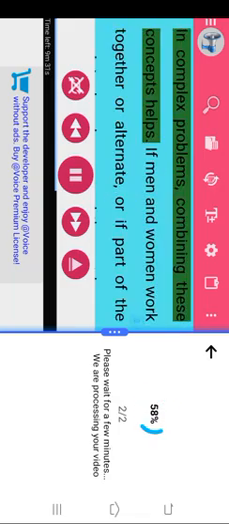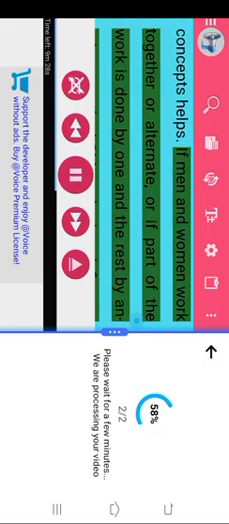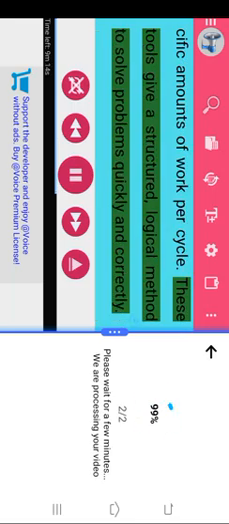In complex problems, combining these concepts helps. If men and women work together or alternate, or if part of the work is done by one and the rest by another, use the LCM method to define total work. Apply the man-day principle to convert between workers and time, and use alternate day logic to assign specific amounts of work per cycle. These tools give a structured, logical method to solve problems quickly and correctly.